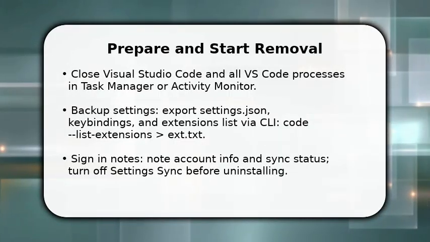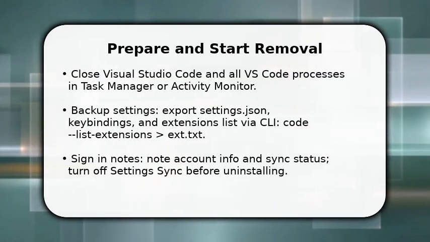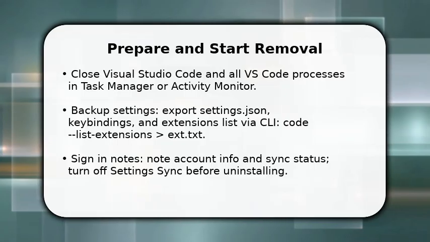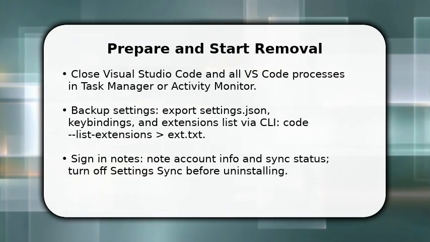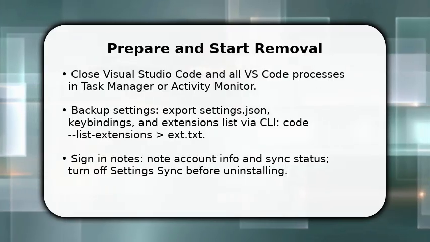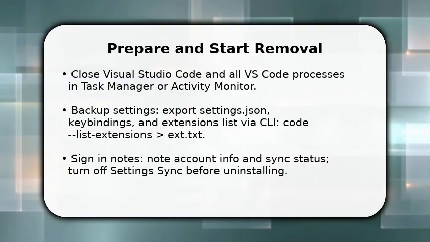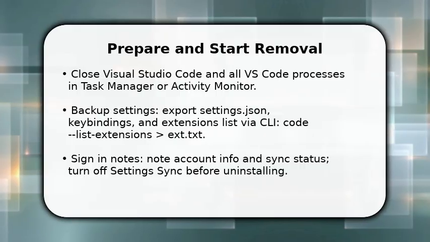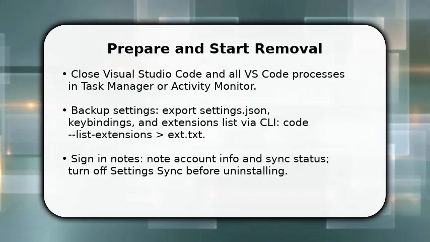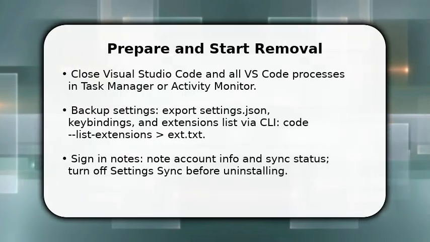You begin by closing VS Code and terminating background processes. This avoids file locks and partial removal. Once done, export your settings and extensions so you can restore them later. Run code --list-extensions > ext.txt, or copy settings.json. Make sure to disable settings sync in the gear menu so cloud state won't immediately reapply. These steps protect your preferences and keep the uninstall clean, and they speed recovery if you reinstall.